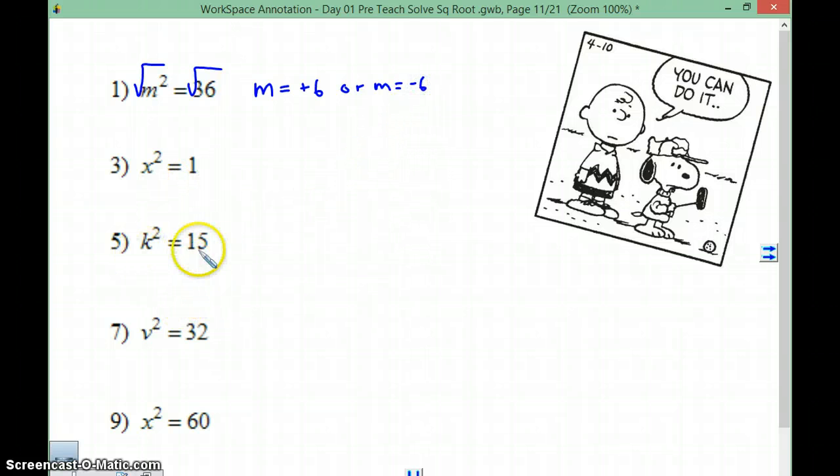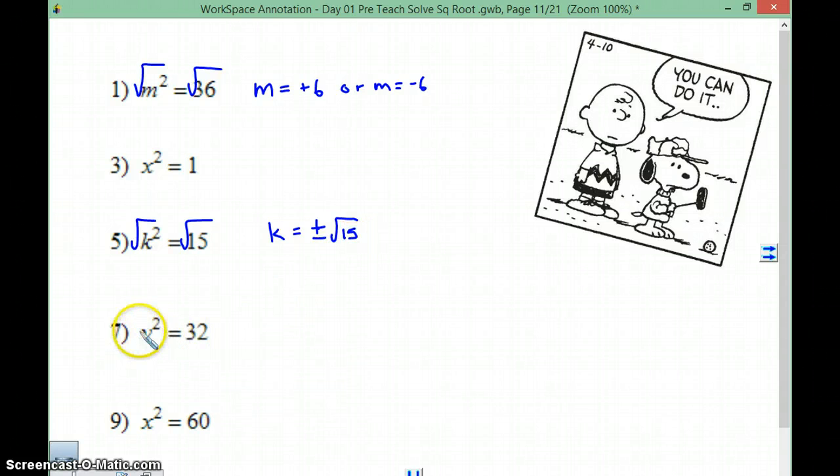Let's skip down to here. If I take the square root of both sides, I have k equals plus or minus root 15. Can I simplify root 15? No.